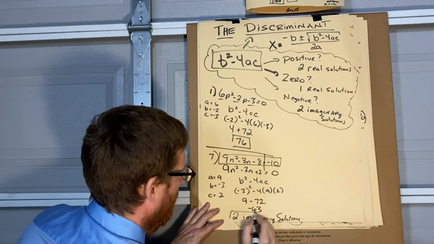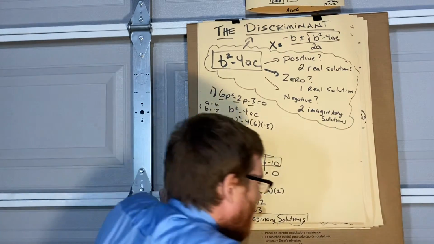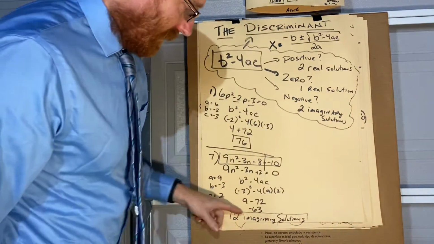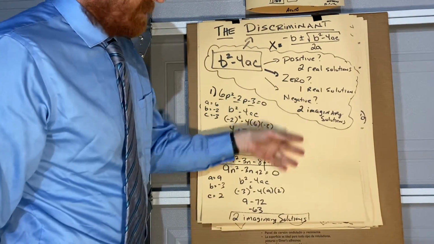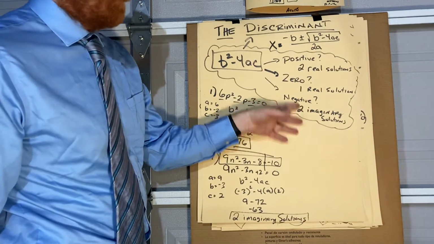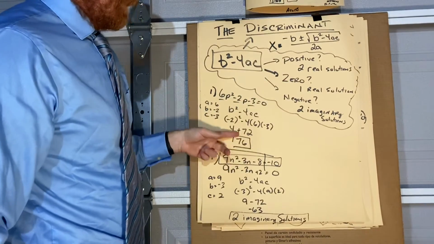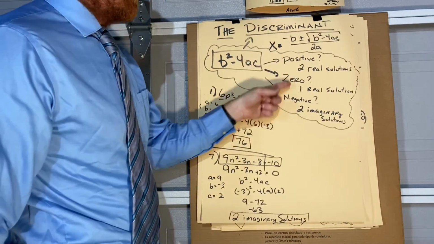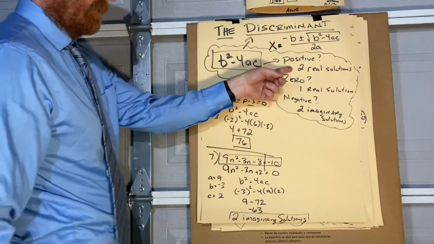So that's what they want you to do in numbers 7 through 12: once you get the discriminant, they want you to say how many real or imaginary solutions you get. Since that's a negative number, you get two imaginary solutions. This is your key. This is the lesson. After you find the discriminant, you say it's either 2 real, 1 real, or 2 imaginary. This would have been 2 real because it's positive.